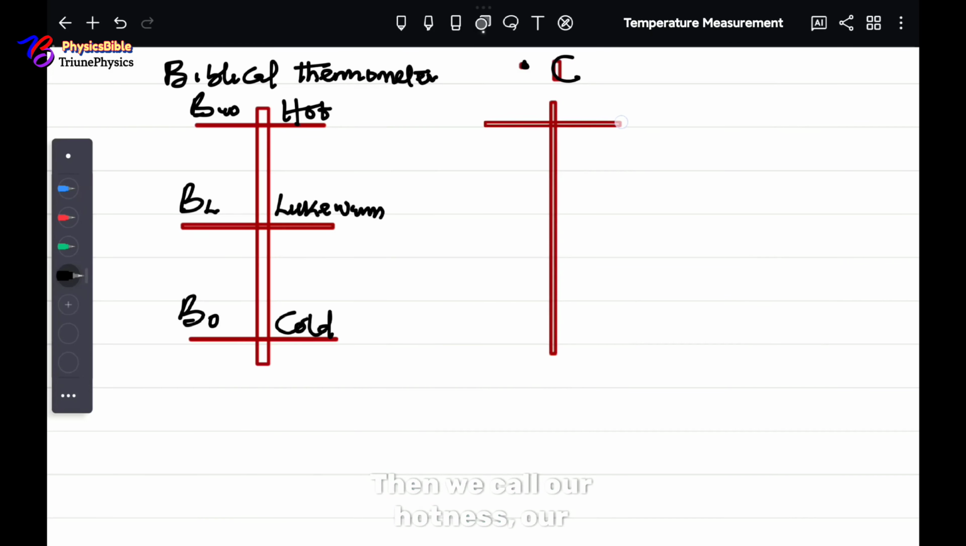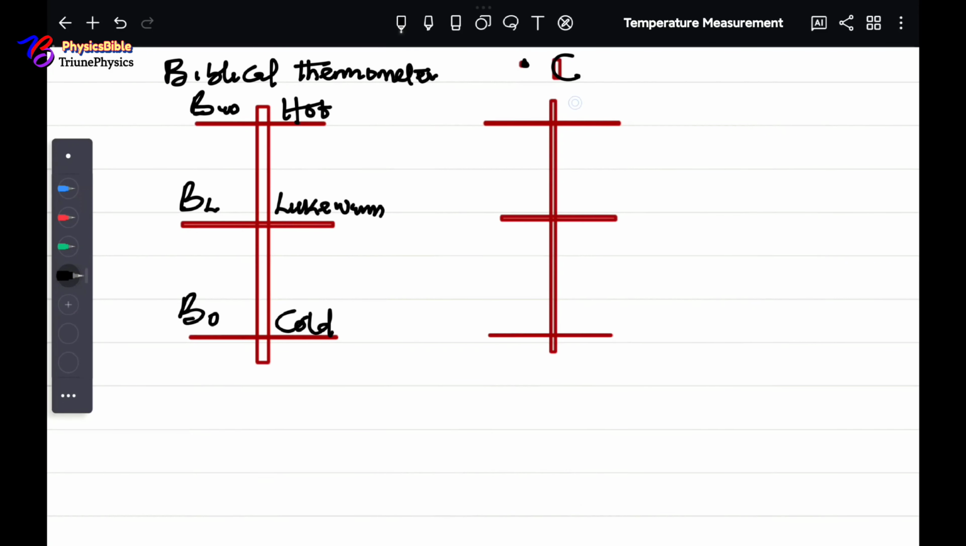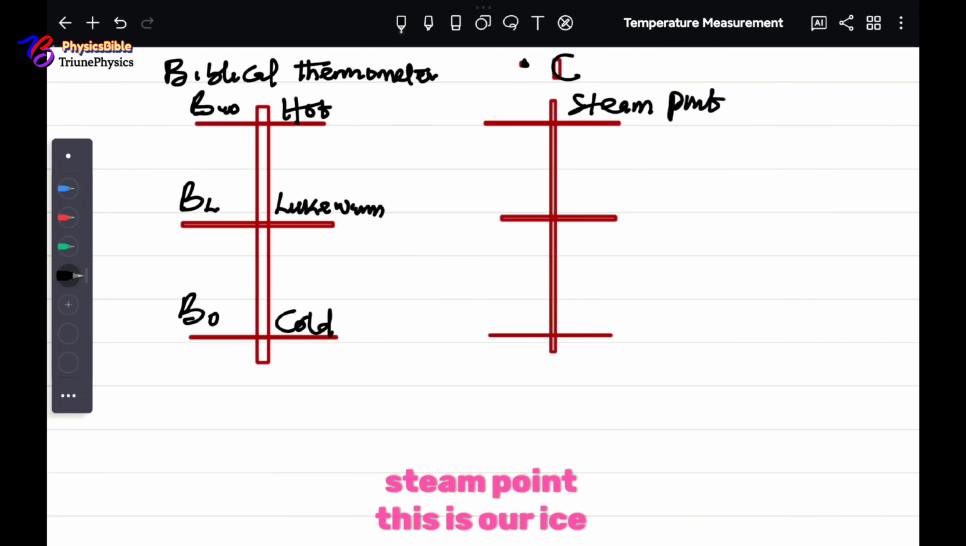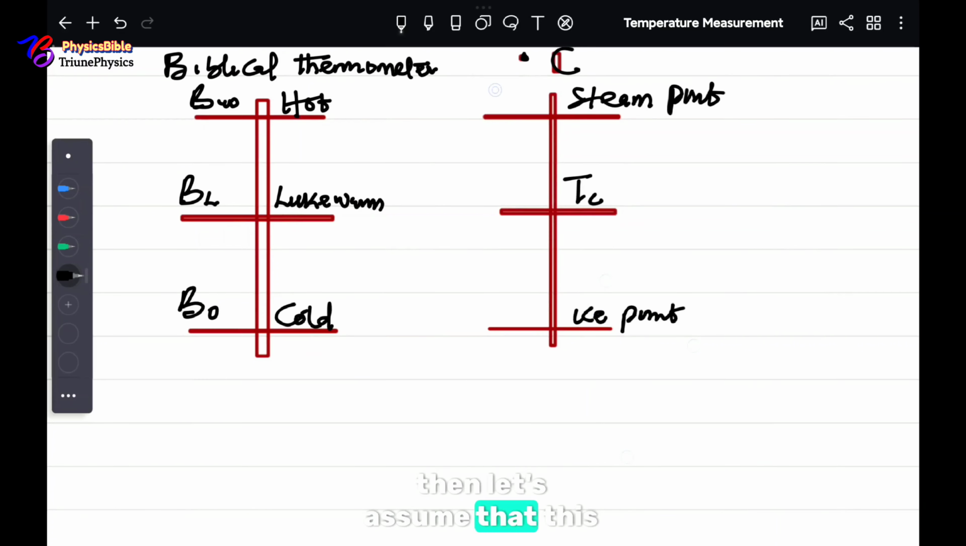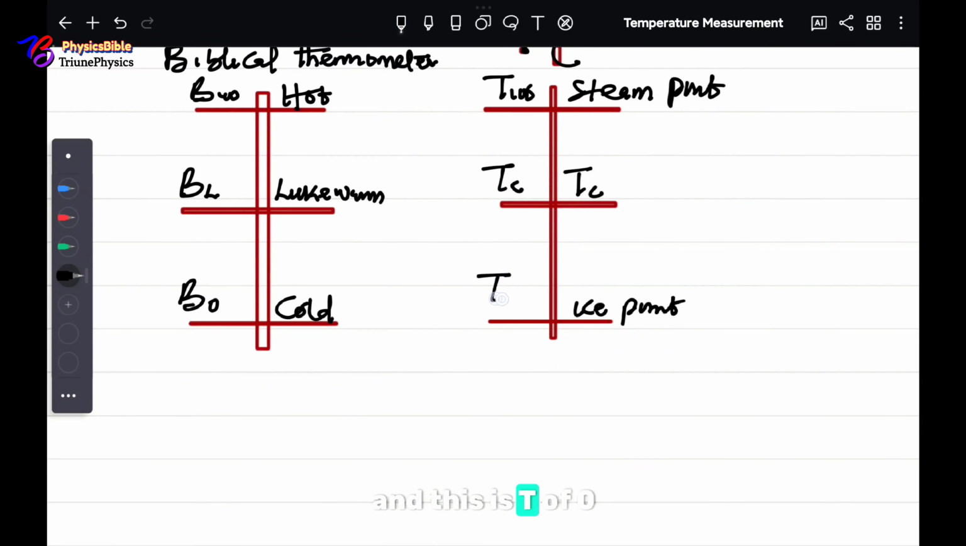Then recall our hotness, our coldness, the unknown. Is this clear? Then, if that is the case, let's say this is the steam point, this is the ice point, then this is a measured point. Is that clear? Then let's assume that this is T of 100, this is T of C, and this is T of 0. So by conversion, we are going to equate the two.